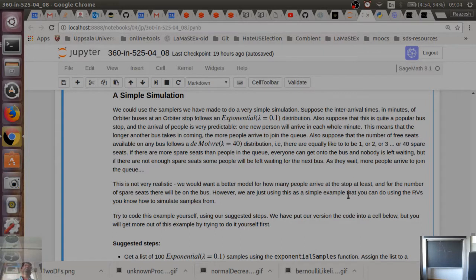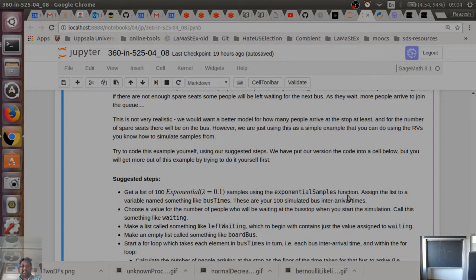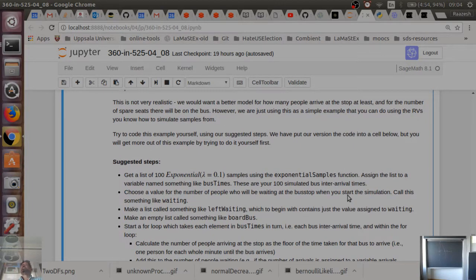So you have two independent exponentials, and then you have to keep track of how many people are waiting at the bus stop as time goes on. It's not very realistic, but it actually has quite a bit of the complexities of a basic queue.